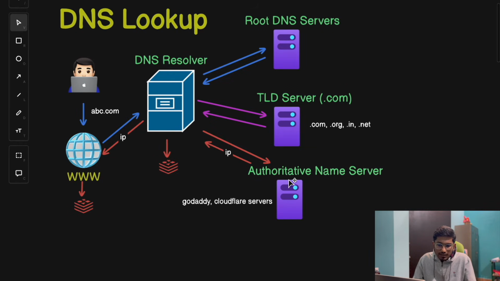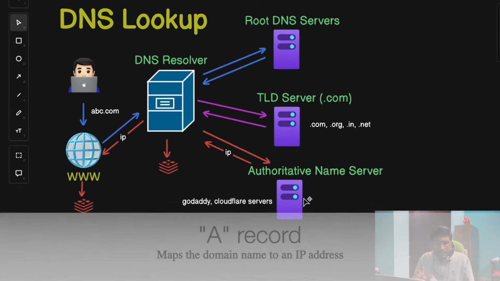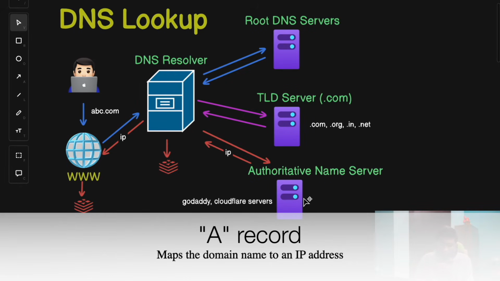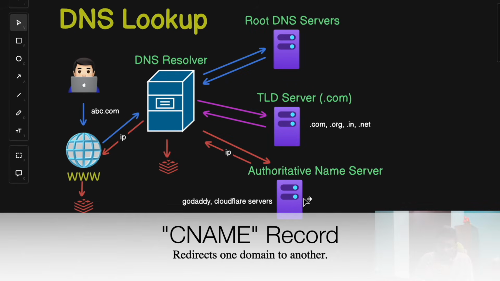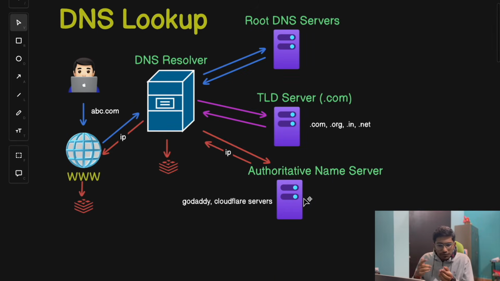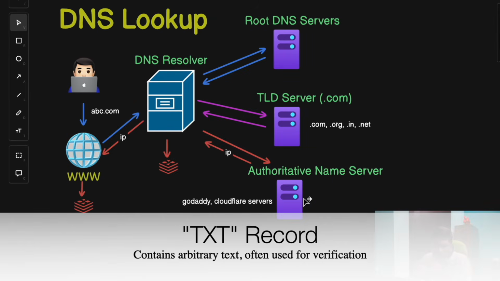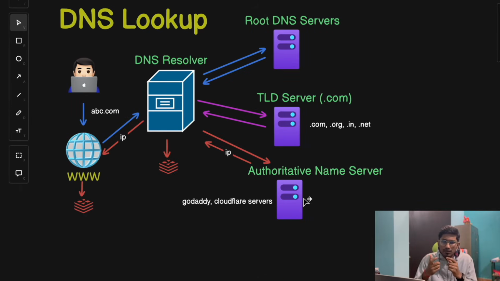The authoritative name server is the ultimate source of truth, which has the actual IP address of your URL abc.com. It also holds the actual DNS records, such as the A record or the address record, which is a mapping between the domain name and the IP address. Then the CNAME record or the canonical name record, which redirects one domain to another, right? It's used for redirection. Next one is the TXT record, which contains arbitrary text, which is usually used for domain verification, whether you own the domain or not. To verify the ownership of the domain, it is used.